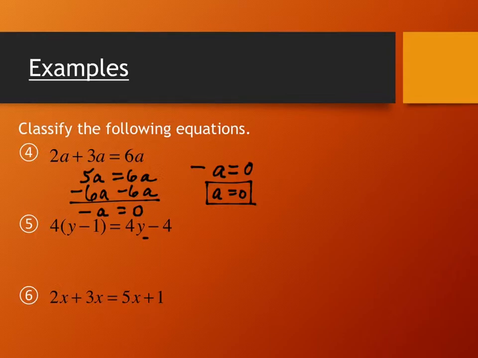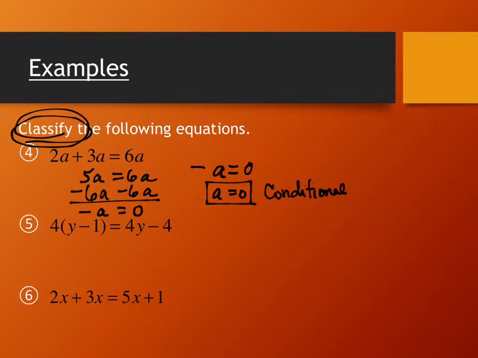Now, you can check and make sure that it works, right? 2 times 0 plus 3 times 0 equals 6 times 0. Does that work? Yeah, it's not real exciting, but it works. So what kind of an equation is this? It's conditional. We had 3 types. This one is a conditional equation. And that's what we're actually asked to do here is to classify. Okay, so we need to make sure we identify which one it is. It's conditional.